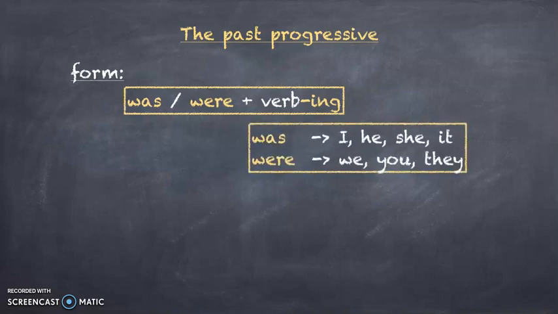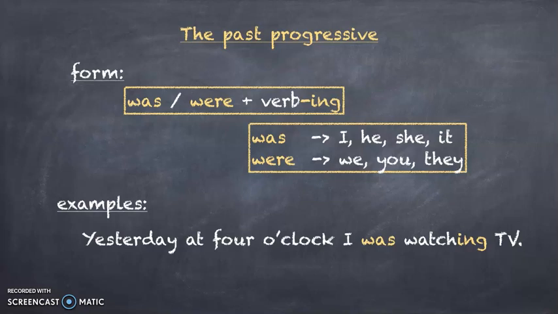We use was after I, he, she, or it, or a noun which can be replaced by one of those pronouns, and were after we, you, or they, or a noun which can be replaced by one of those pronouns. Let's look at some examples.